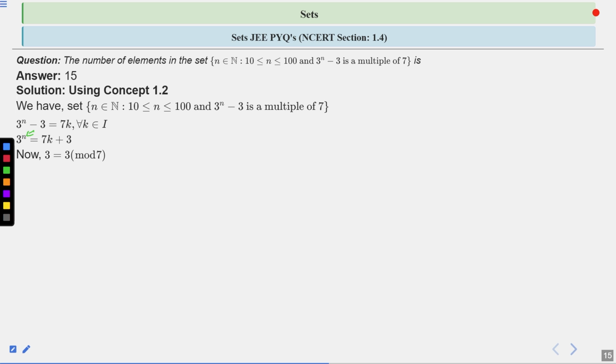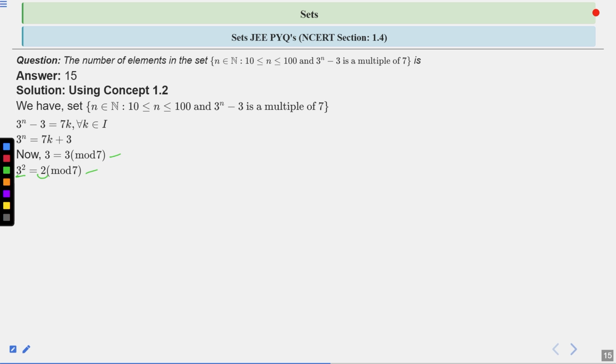Now let me give you another example. 3 square is 9. If you divide 9 by 7, what will be your remainder? 2. Yes, so we are writing 2 here. This gives me 3 square is congruent to 2 mod 7, meaning when you divide 3 square by 7, you get 2 as your remainder. Now using this concept, I can simply analyze the behavior of the powers of 3.